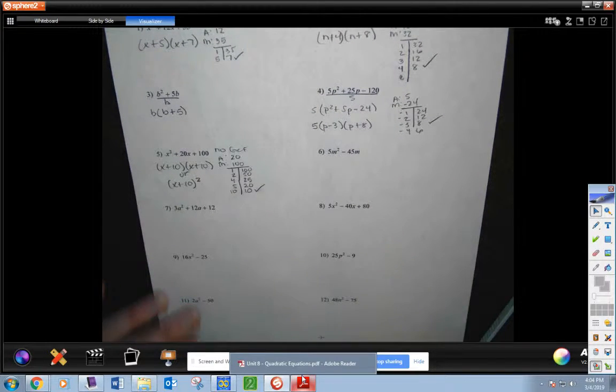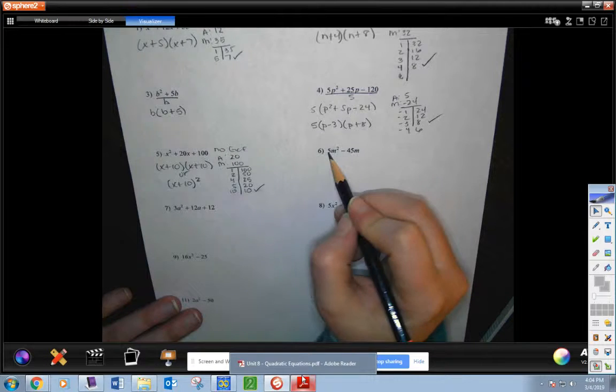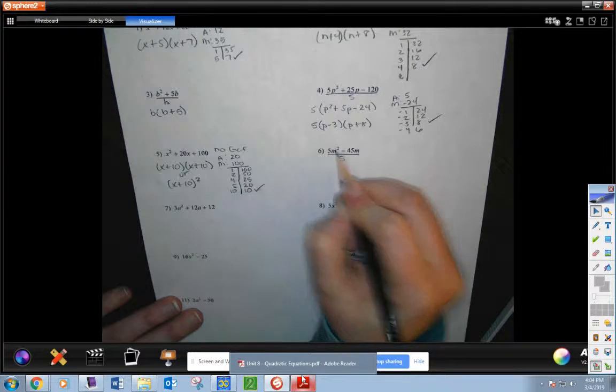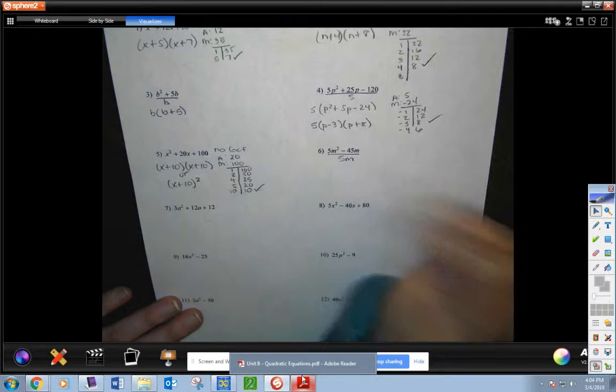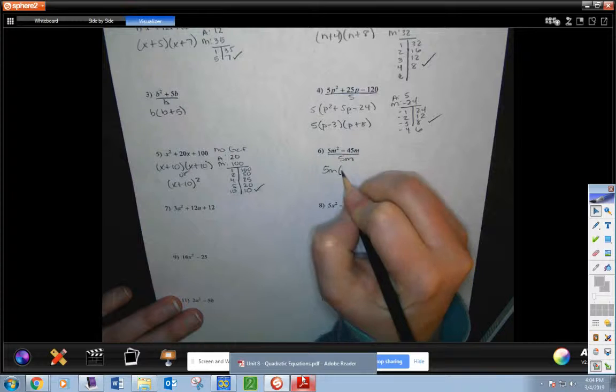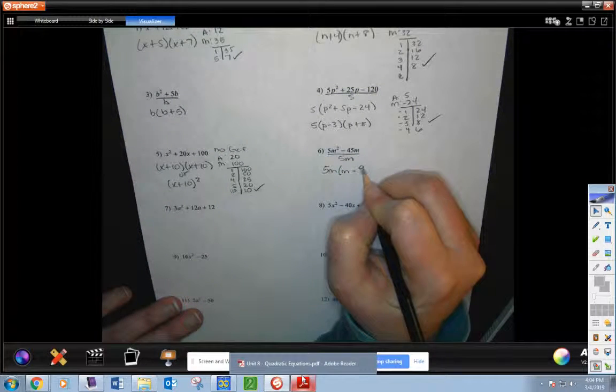Okay, for number 6, I'm going to look for a GCF first. My smallest number is a 5, and I can divide both of these by 5. They also both have an m, so I'm going to take out m. Okay, when I do that, I'm going to take out 5m. This becomes an m minus 9.